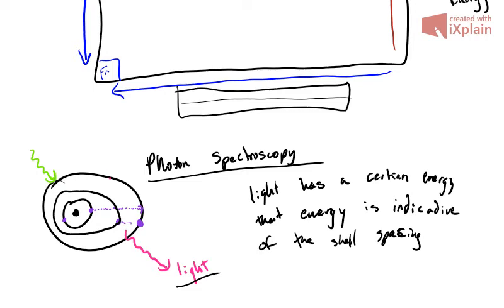Now, we're coming up on around 15 minutes. I don't want this to be a super long video, but we have one more topic to understand in dealing with periodic trends, and that is ions and valence electrons.